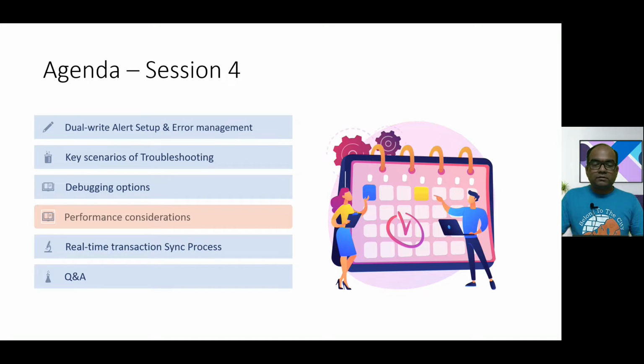In terms of agenda today, we will start with the dual write alerts in terms of setup and the error management capability of dual write, followed by some of the key scenario considerations for troubleshooting. We will also look at the performance considerations, and later on we will see the real-time transaction sync process flow, the end-to-end flow, how it works behind the scenes. As mentioned earlier, our aim is to share our learning, which can be useful during your end-to-end implementation process.